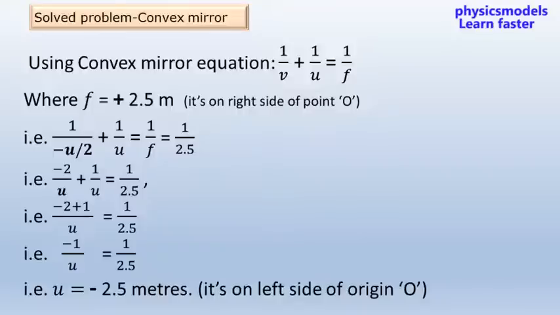Solving for that, as per the steps shown here, we will get u is equal to minus 2.5 meters, which means that the tree is on the left hand side of the mirror. This matches with our ray diagram, and that gives us the confidence that we have solved this problem correctly.